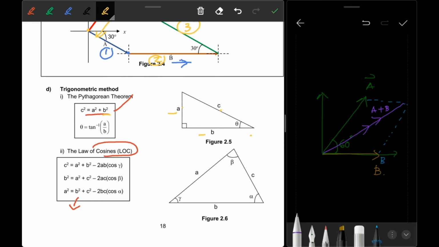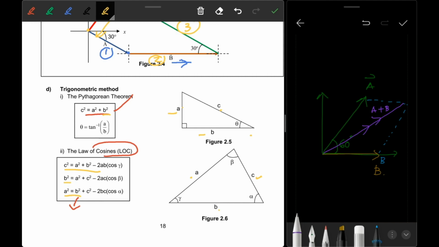Okay, if you're given the vectors, for example, if you draw them by using the triangle method, you will get a triangle shape. So, from the triangle shape, you can also find the magnitude of the vector by using the law of cosine. Magnitude means A, B, or C. For example, you want to find C. To find C, you will use this one. To find magnitude of A, you have to use this one. And to find B, you will use this one.